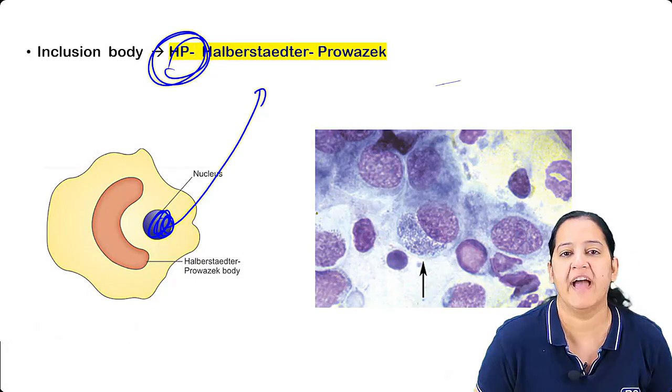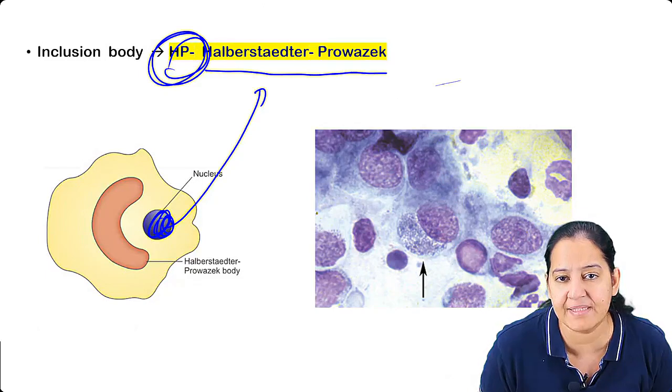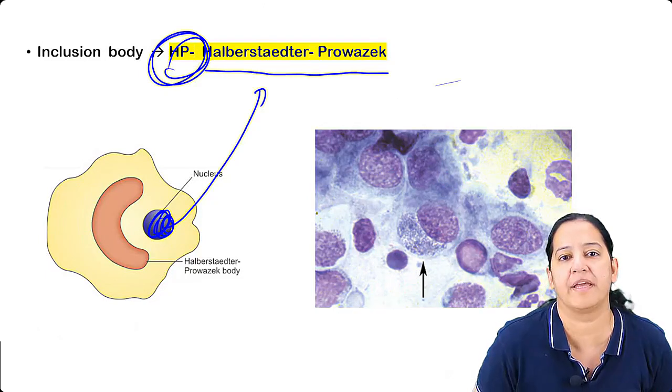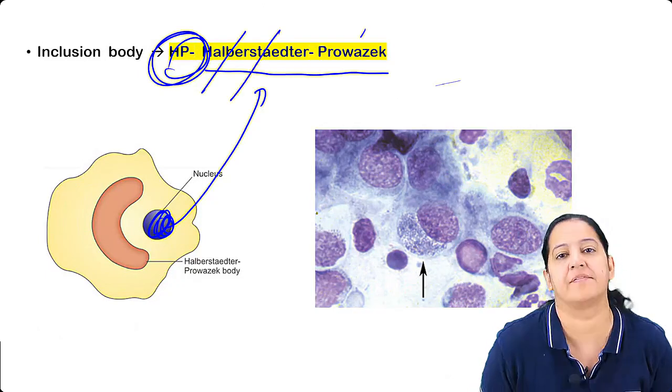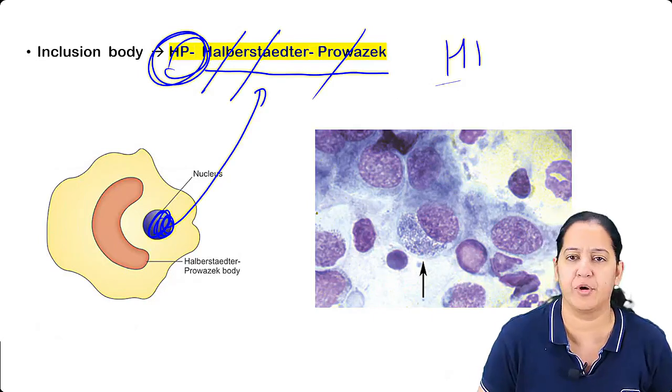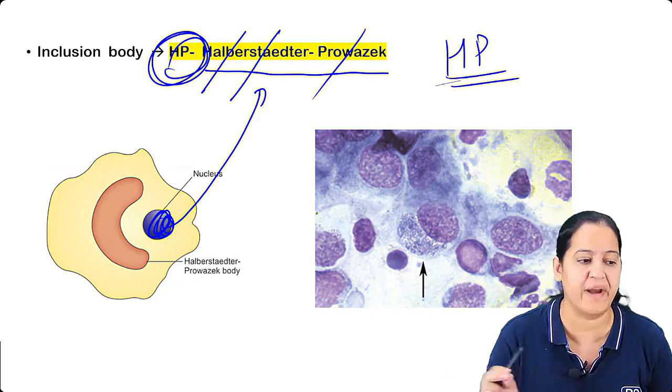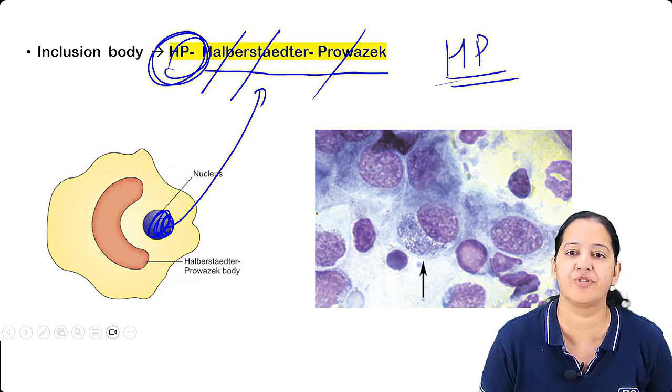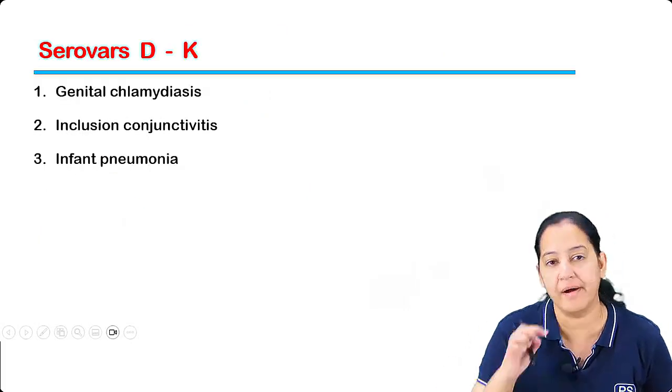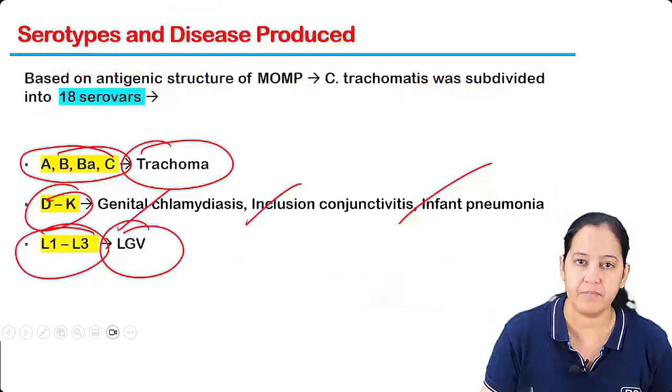HP body is the Halberstaedter-Prowazek body. You can see the HP body also. You don't have to write the spelling; you have to identify it in the options. It is the HP body. So we are done with A, B, Ba, C.